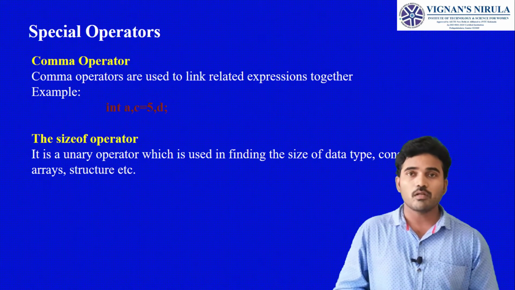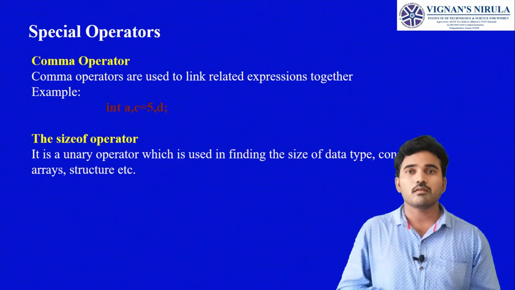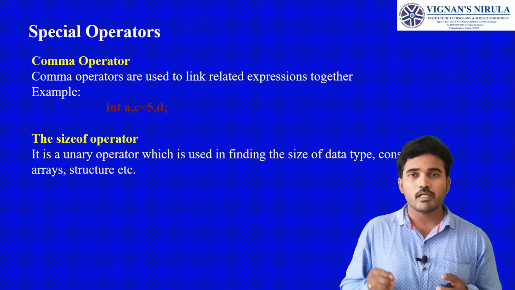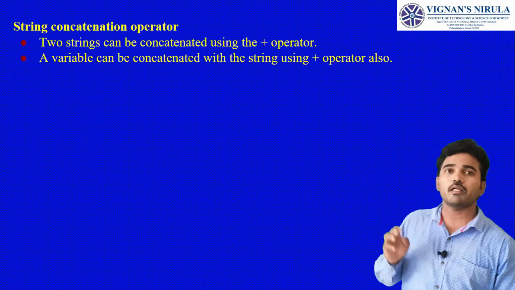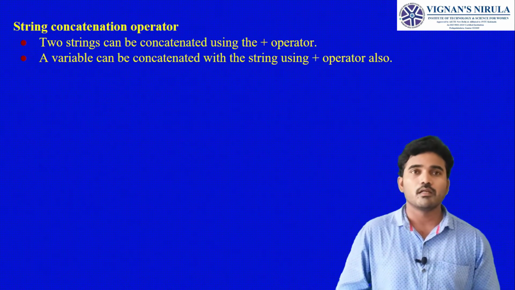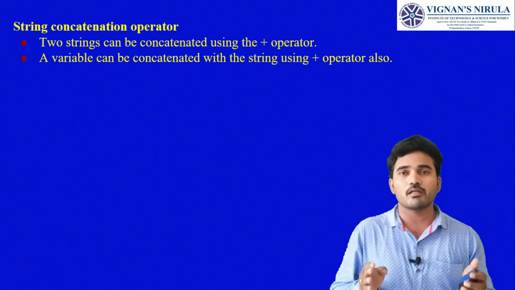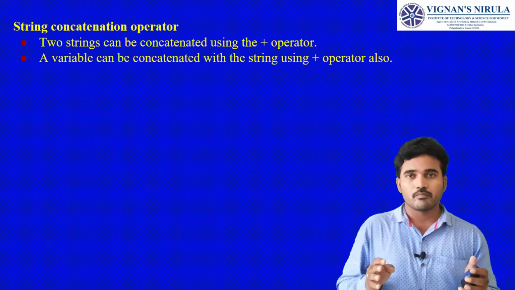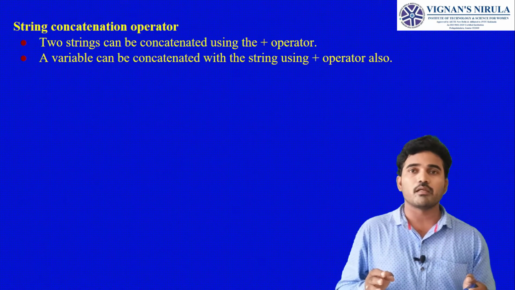So, now in JavaScript, we will have a discussion regarding the string concatenation operator, which is denoted by plus, and the typeof operator. So, coming to the first operator, the string concatenation operator. Two strings can be concatenated by using the string concatenation operator, that is plus, and a variable can be concatenated with a string even using the string concatenation operator, which is denoted by plus.